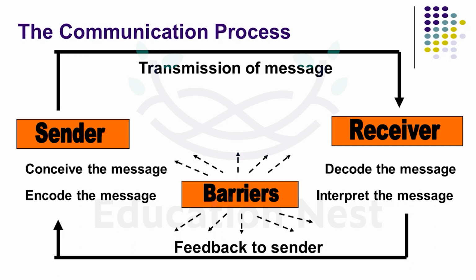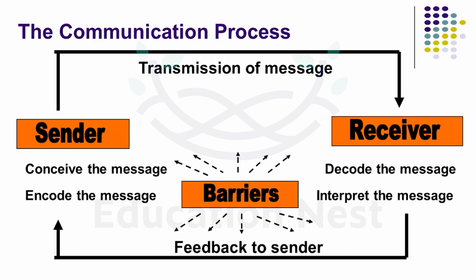After these two stages, the receiver gives feedback to the sender on the basis of his understanding. This stage ensures that the message which was sent by the sender has been clearly understood by the receiver, so that there are no misunderstandings and no confusion involved in understanding the message.